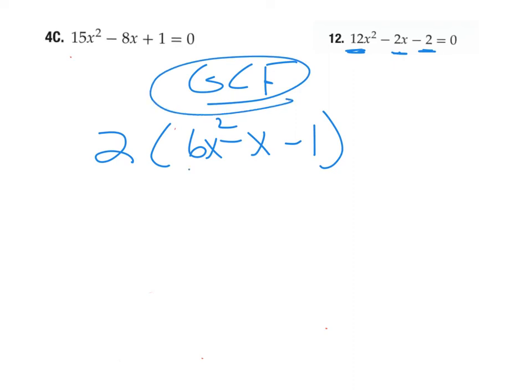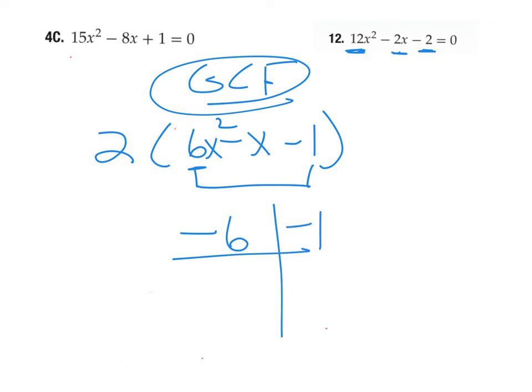Once we do that, I still have a leading coefficient. So now I'm taking 6 times a negative 1, which is negative 6. And I want to know what two numbers will multiply and add up to negative 1. And they are negative 3 and positive 2. So negative 3 times positive 2 gives me negative 6. When I add them, I get negative 1.